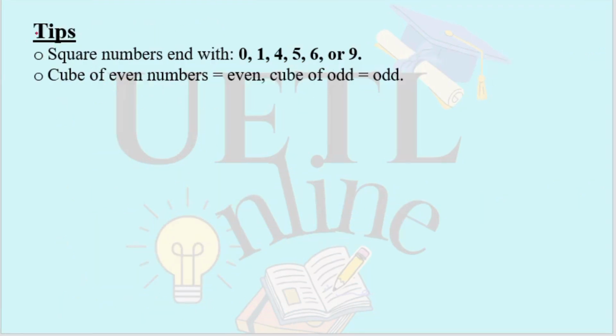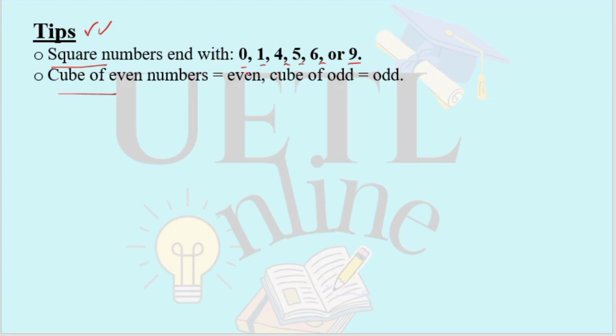Here we have some tips about square numbers and cube numbers. Square numbers only end with 0, 1, 4, 5, 6, or 9. Any number that doesn't end with these digits is not a square number. That doesn't mean every number that ends with these digits is a square number, but if it doesn't end with them, it's not.